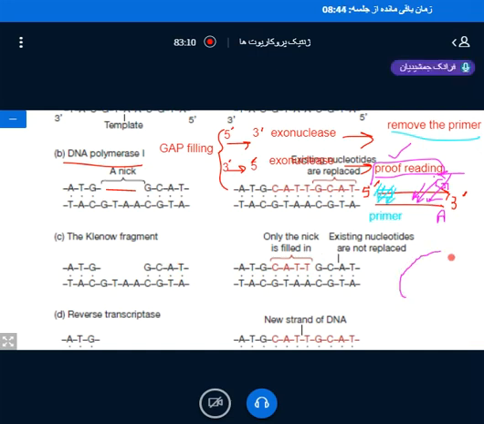Okay. Look at here. If this is DNA polymerase 1, if we break it into two parts, the bigger one we call the Klenow part. So, let me repeat again. If we break DNA polymerase 1 into two parts, we call the bigger one Klenow. What's the difference of Klenow from DNA polymerase? Exonuclease activity.